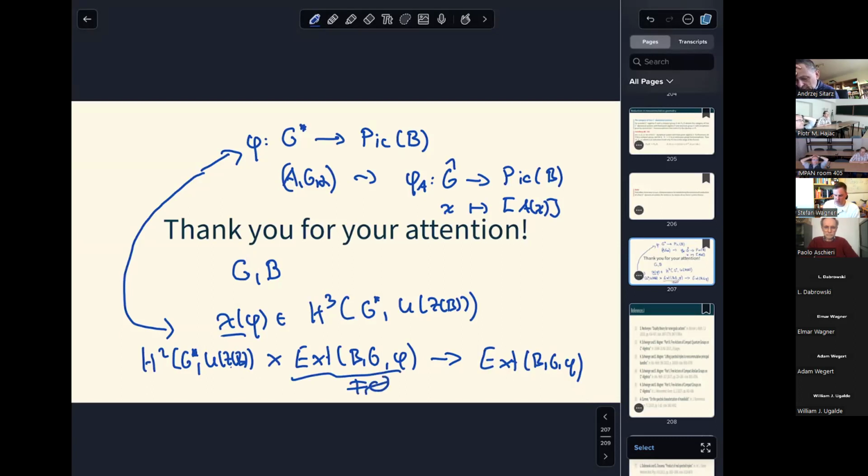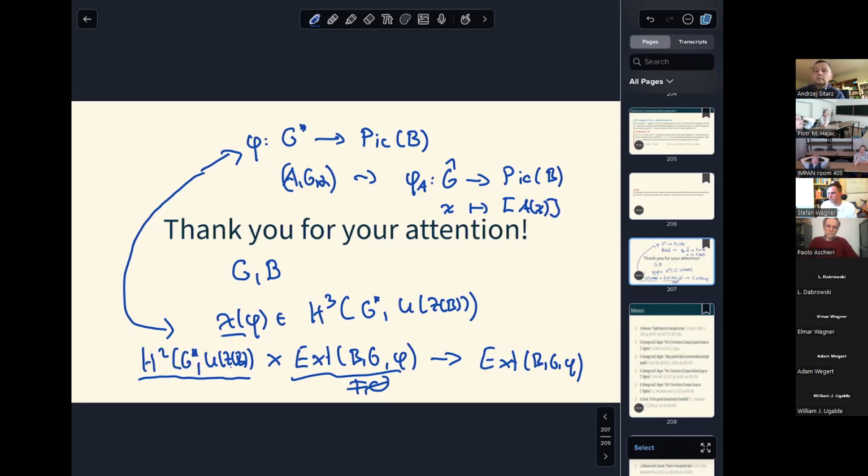And once you know it's not empty, basically H2 characterizes all extensions. So it acts transitively on the set of extensions with this Picard homomorphism. And freely, yes, exactly. So basically it tells you that you have one, and then all others are classified by this H2 group cohomology.